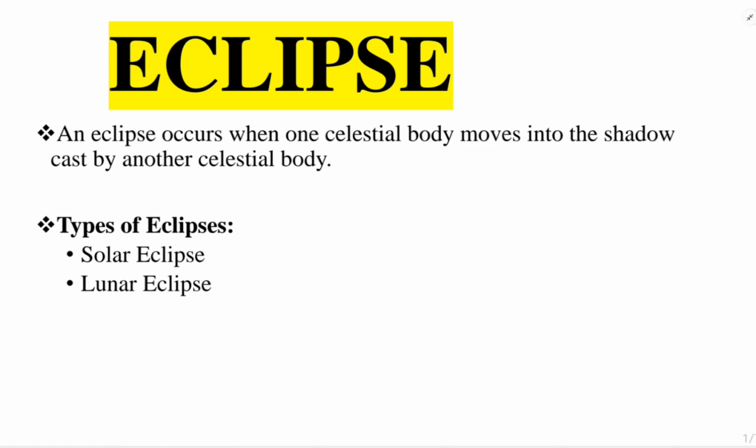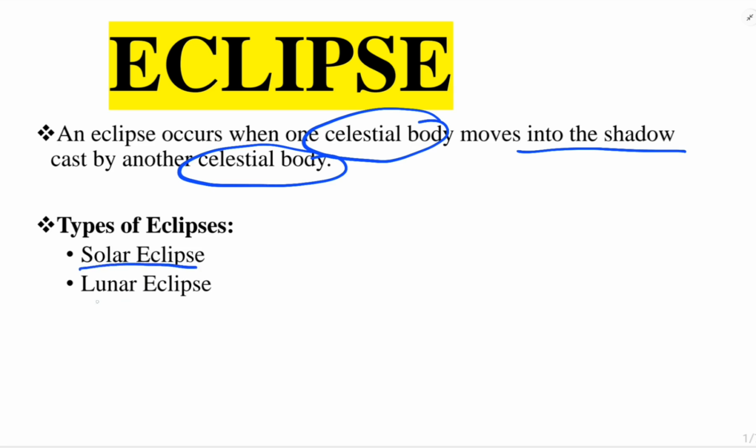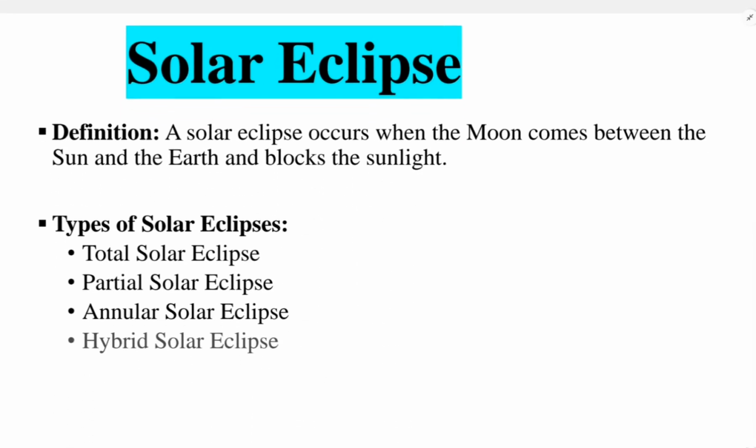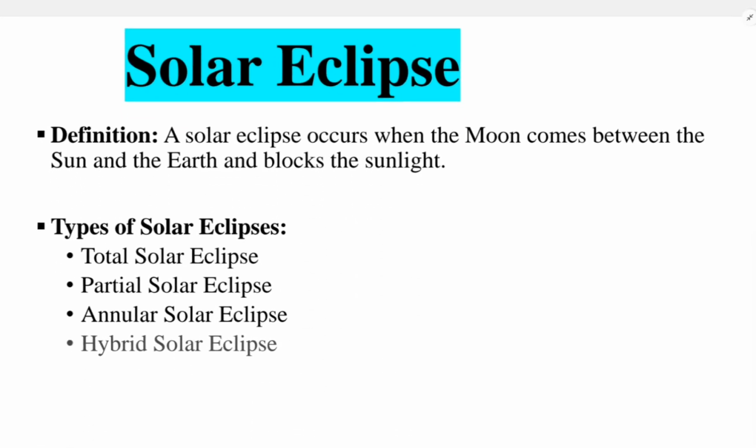Okay, let us start. An eclipse occurs when one celestial body moves into the shadow cast by another celestial body. On Earth we witness two types of eclipses. One is the solar eclipse, another is the lunar eclipse. First we'll see the solar eclipse.